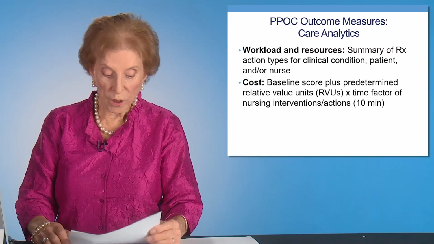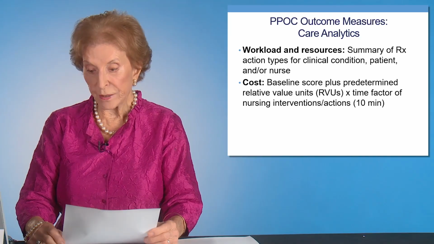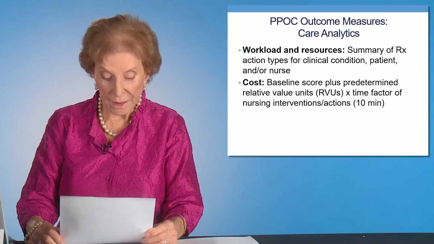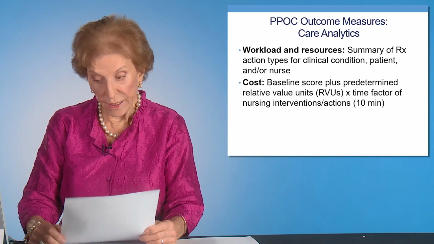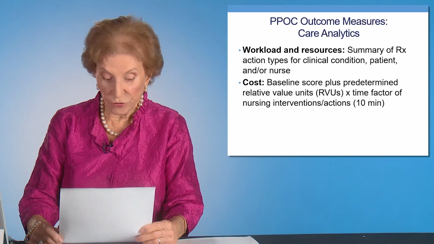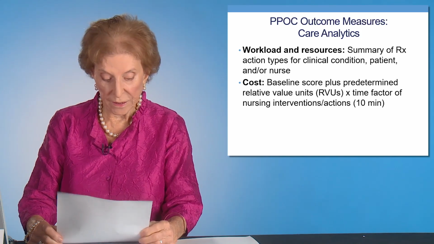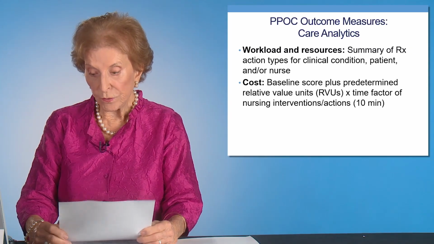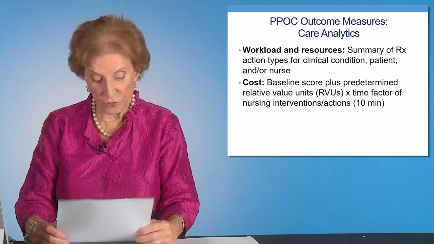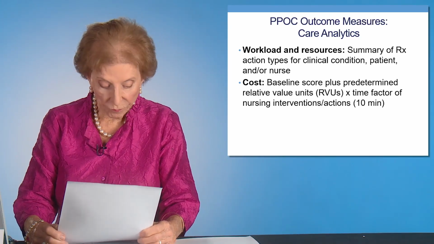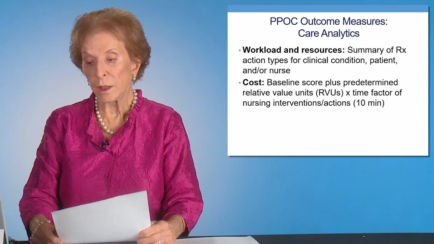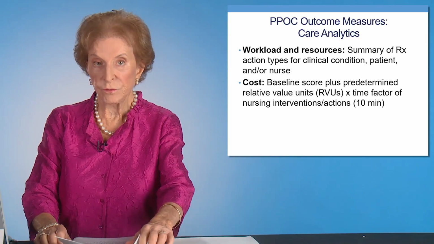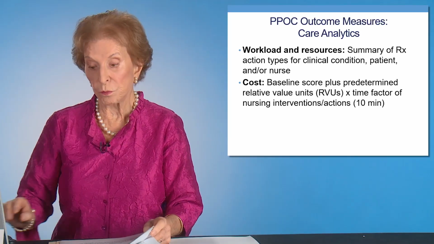Also, you would get at workload measures and resources, such as the nursing action type by patient, by clinical condition, and/or by nurse and/or by unit. Cost measures would be obtained by calculating the action type using the Clinical Care Classification. We have 2 formulas for it. One's called the relative value units, and we've tested it, and it does work. And so these 4 analytics are really the ones that would provide nursing with a great deal of information that they do not have at this point in time.